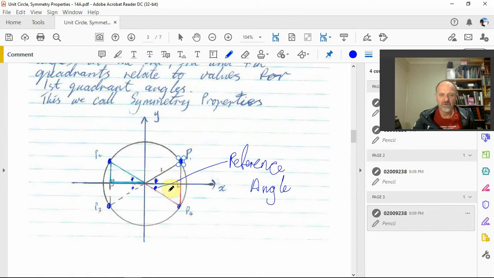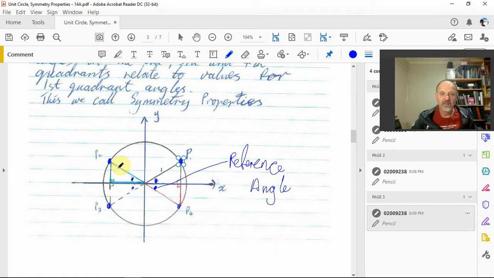For these two quadrants here, they share that. That's positive for cos. But in these two quadrants, the second and third, this length here is on the negative x, so that's negative for cos.